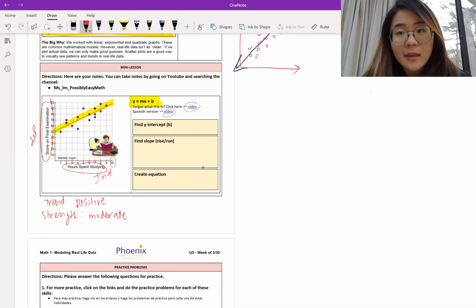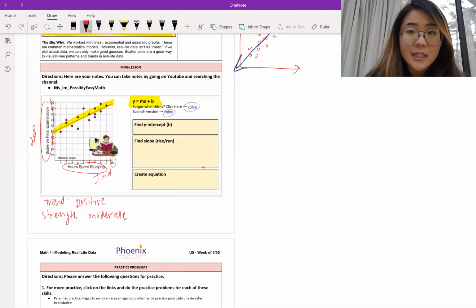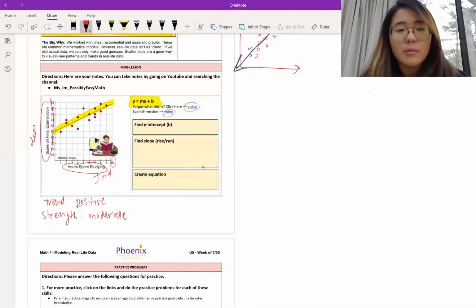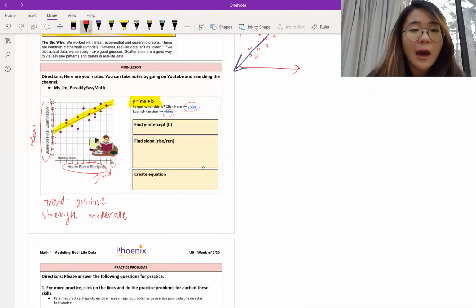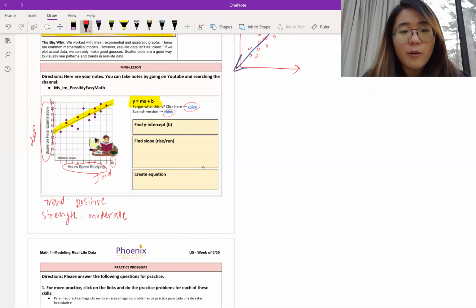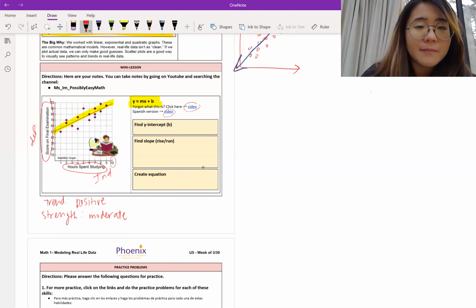I will also make a separate video on slope because I can see how that might be really confusing in the context of a scatter plot. But I'm just going to walk through how I would solve this, and hopefully if you have any questions, you will feel comfortable asking me through the comments or by messaging me directly.